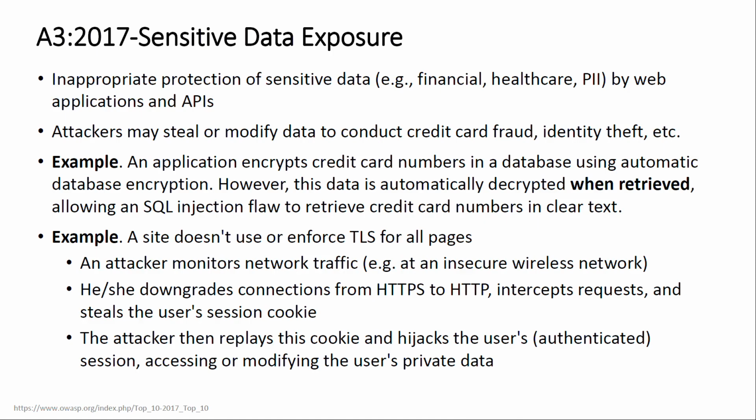In our list, the third one is sensitive data exposure. Inappropriate protection of sensitive data, for example financial or healthcare, by web applications and APIs. Attackers may steal or modify data to conduct credit card fraud, identity theft, etc. Here's an example. An application encrypts credit card numbers in a database using automatic database encryption. However, this data is automatically decrypted when retrieved, allowing an SQL injection flaw to retrieve credit card numbers in clear text.